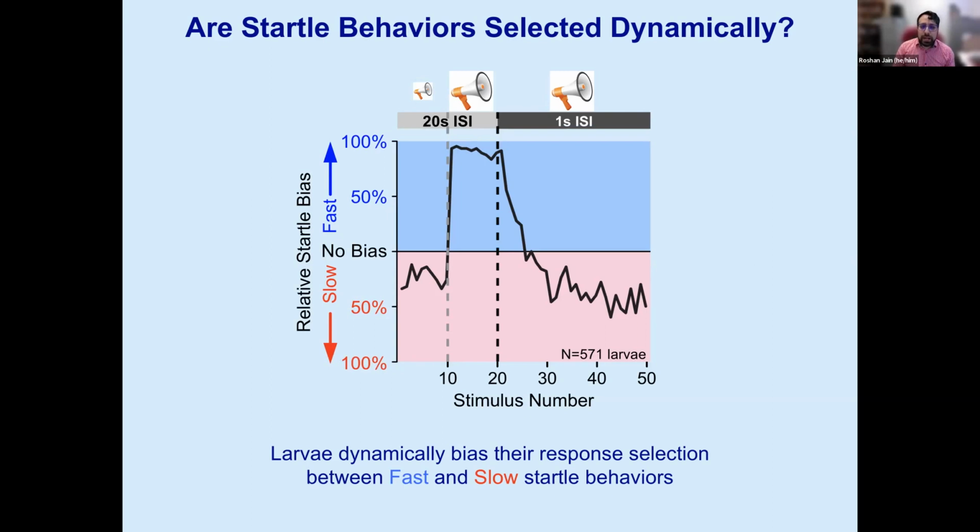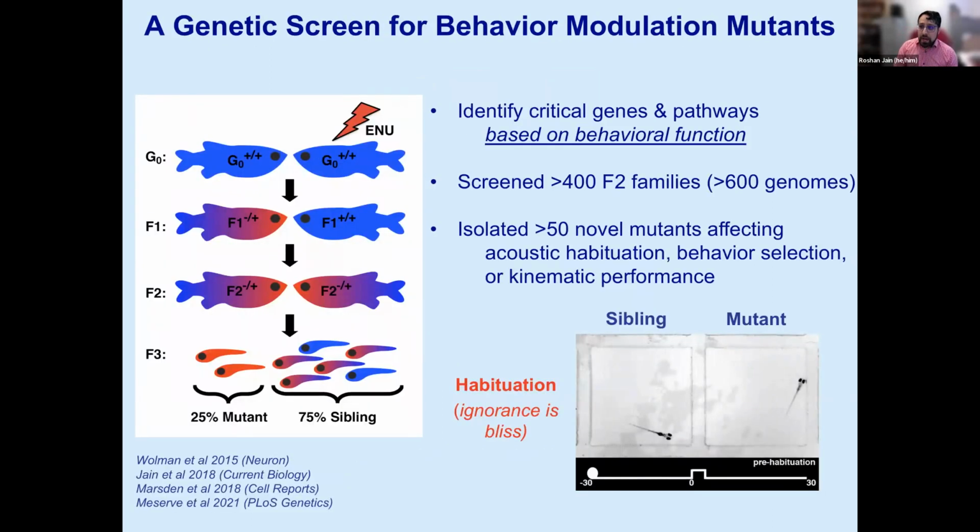And so we undertook a forward genetic screen when I was a postdoc to try and identify, based on behavioral relevance, genes that could be involved in modulating this acoustic startle behavior. So I'm not going to go through the whole thing, but it was a multiple generation screen here. And we screened through over 600 different genomes. And through this, identified a number of different classes of mutations that affected acoustic habituation, mutants that affected this behavioral selection between the fast and slow startles, as well as mutants that impacted kinematic performance of the acoustic behaviors.